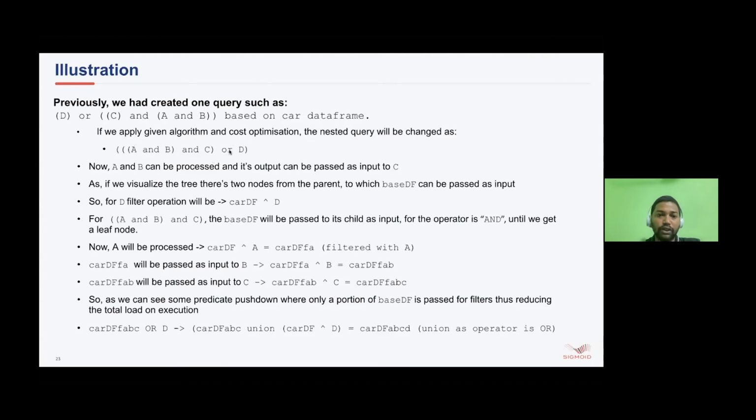And then we have OR and D. So for D also, we can pass the base TF to D as the operator is OR. So the D filter is also applied. Then between those two, we can do a union. As it is OR, we have to do a union. So we'll have a card D of ABCD where all the filters are applied after the union. And then after this, we can apply the drop duplicates.